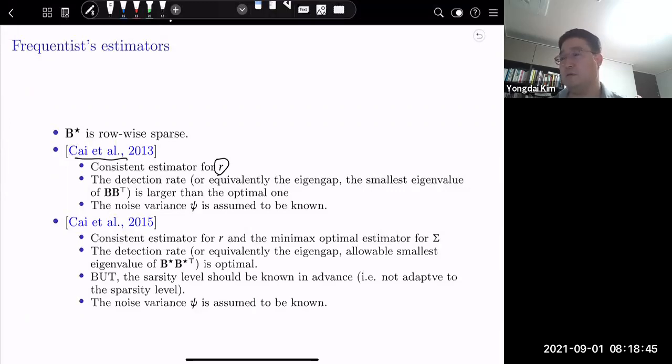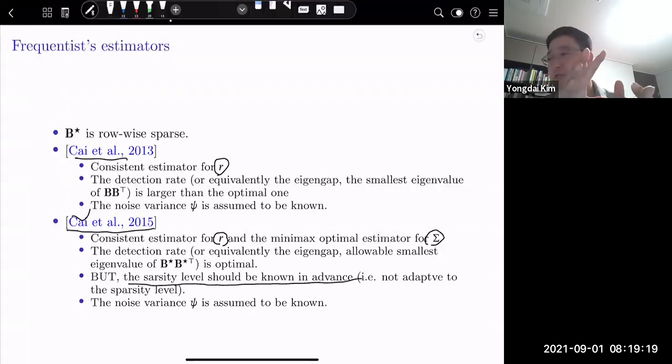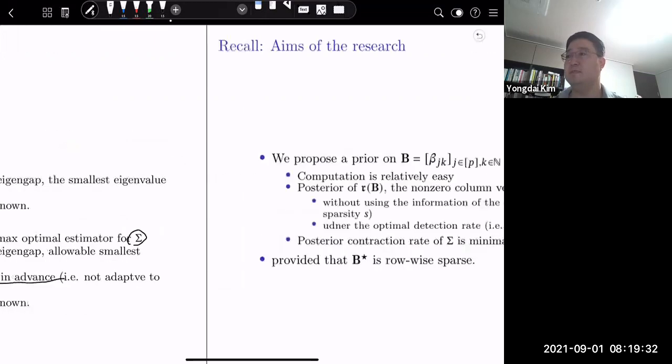And two years later, they wrote another paper and proposed another estimator for the factor dimensionality R. And they also proved that the covariance estimator is minimax optimal. And in this paper, the detection rate for the consistent estimate of factor dimensionality is optimal. So it's good. But the problem is that the sparsity level should be known in advance. That means that inside the estimator, the sparsity level S is used, which means that the estimator is not adaptive to the sparsity level. Also, they assume the noise level psi is known.